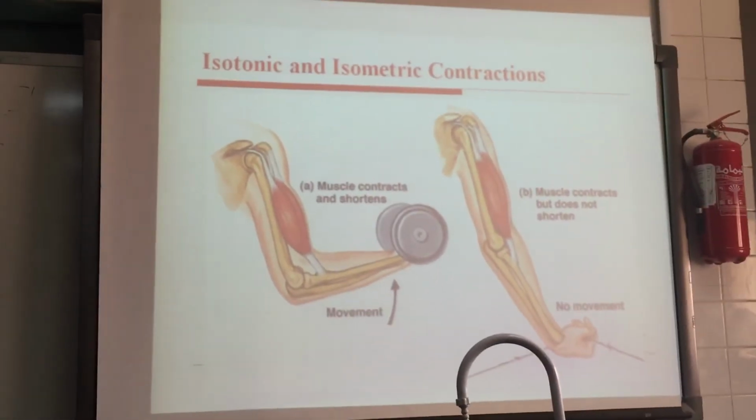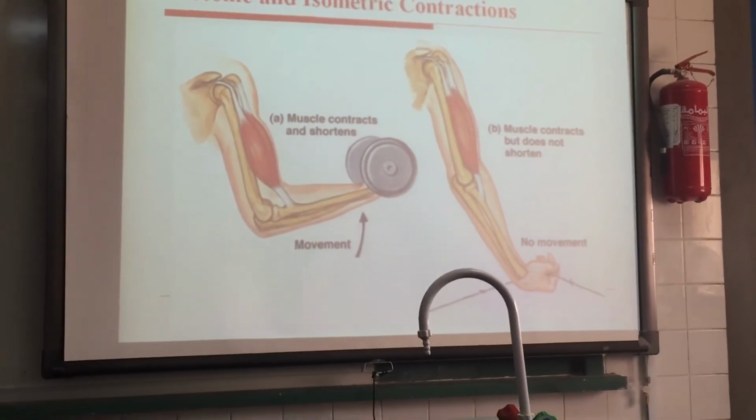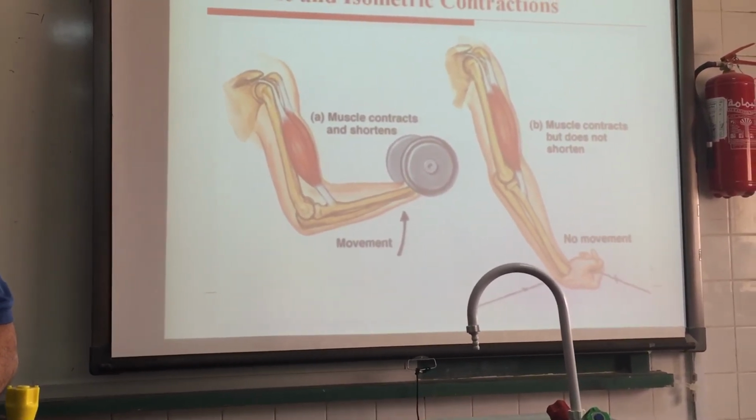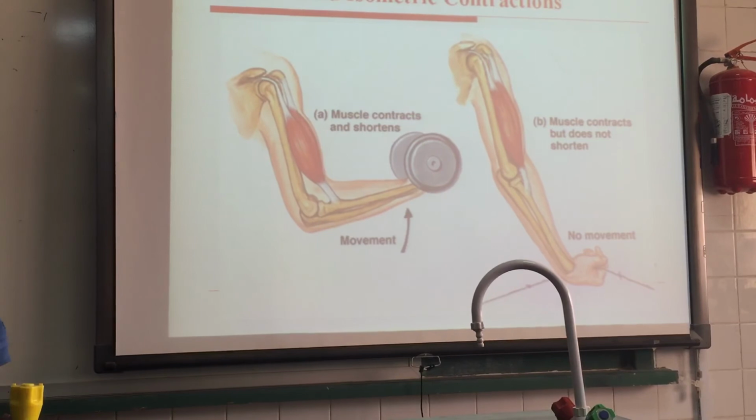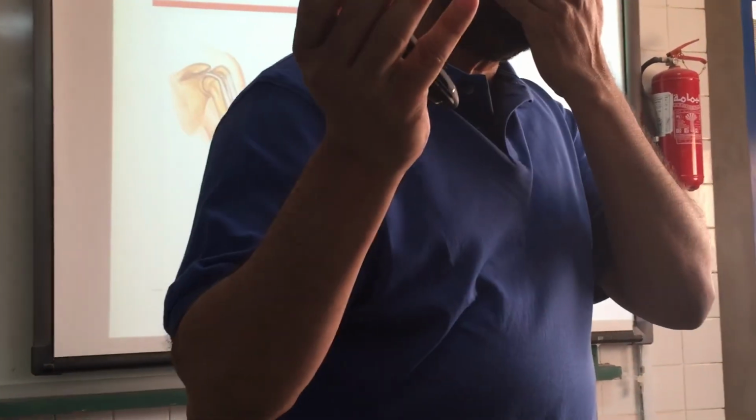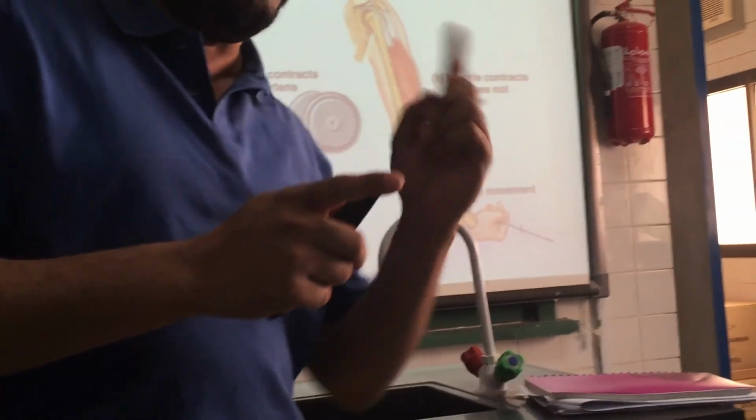Why isometric? Is it the time or the number? What time? The frequency? No frequency, no time. What is isometric contraction? No change in the length. The muscle is contracting without change in length. This is called isometric.